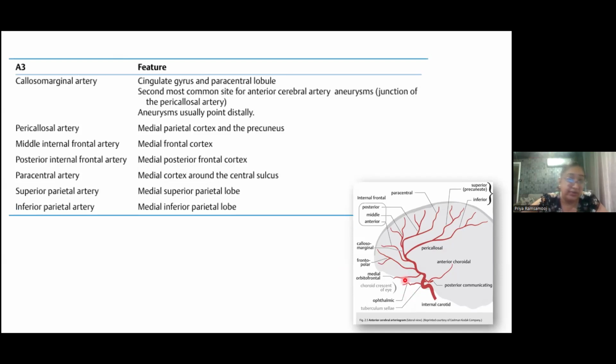A3, right? So A3 now, you have your callosomarginal, your pericallosal, your middle and posterior internal frontal, paracentral, superior and inferior parietal artery. And remember, A3 is your distal segment. It is distal to your pericallosal and your callosomarginal. So it is distal. It is everything distal to that. So A3 really supplies your parietal cortex, your frontal cortex, as well as your cingulate gyrus and paracentral lobes.